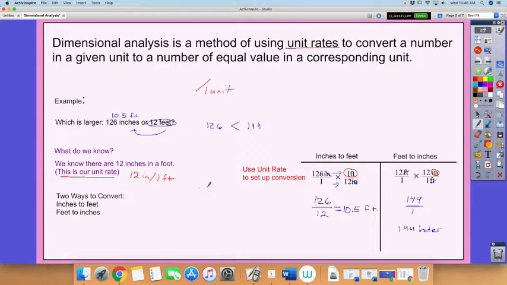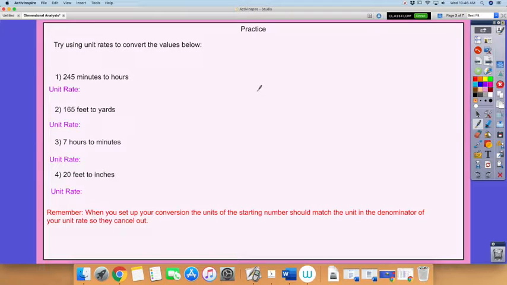So what we're going to practice on the next page is first writing a unit rate and then setting up the problem so that the units that we don't want anymore cancel each other out. So let's take a look. Our first problem, we have 245 minutes to hours. So first thing I want to think about is what do I know about the relationship between minutes and hours? And like I said earlier, we know the relationship is that there are 60 minutes per 1 hour.